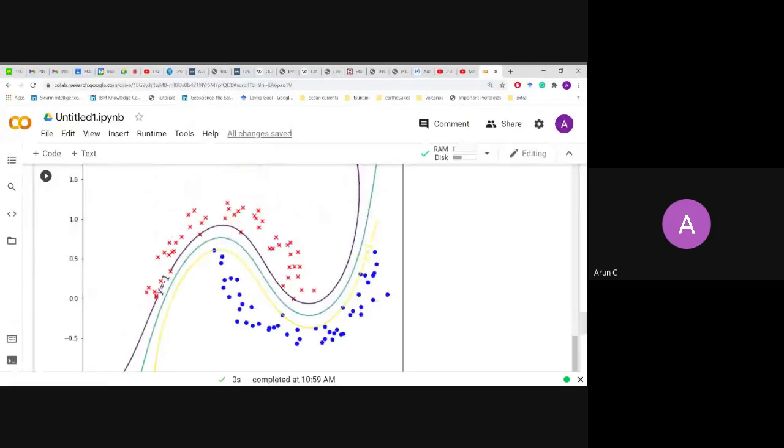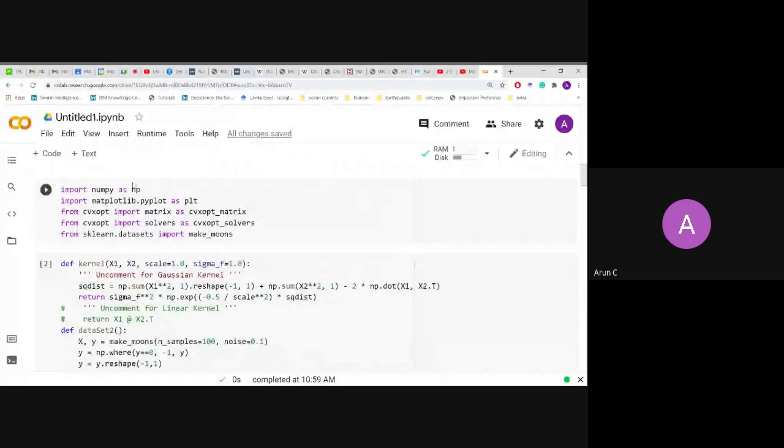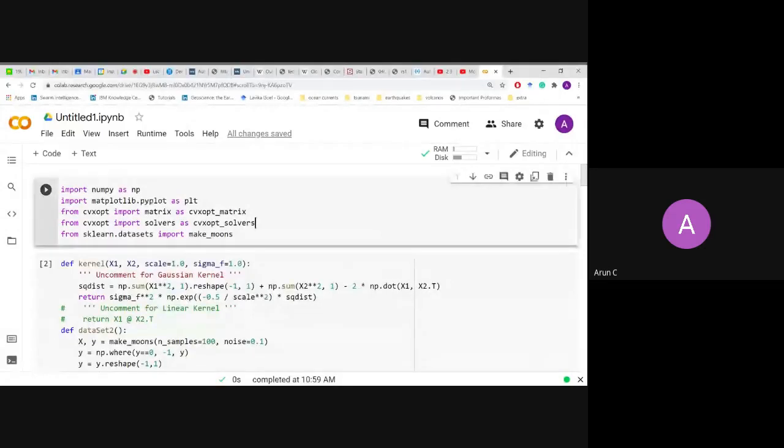So how can you do it? These are the libraries: NumPy, Matplotlib, and for the optimizer, there is CVXOPT. The package name is CVXOPT. I think it is by Boyd from Stanford; he is the creator of this library. This is the CVXOPT solver which you are going to use for your optimization duality problem.